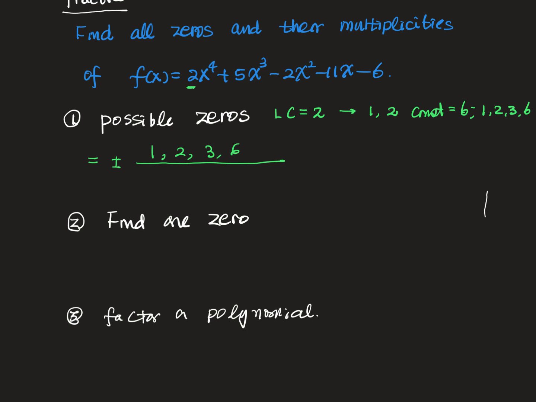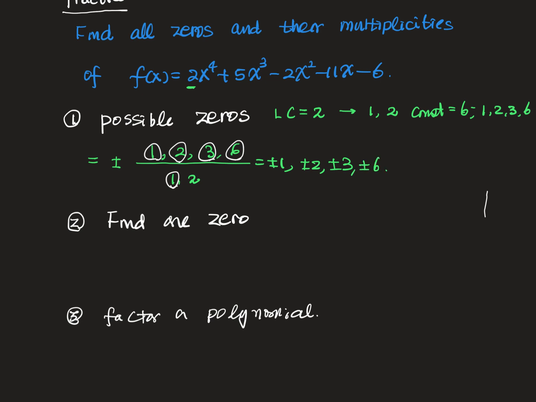Then you have the factors of the leading coefficient, 1 and 2. Let's pair up. 1 over 1, that's the first one, so you have plus or minus 1. Second, 2 over 1, so you have plus or minus 2. Third, 3 over 1, that's going to be plus or minus 3. Last one is 6 over 1, that's going to be plus or minus 6.